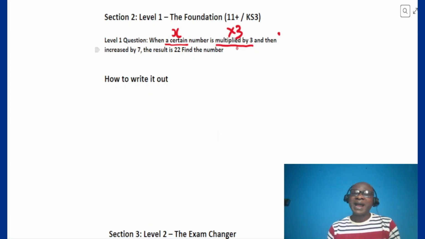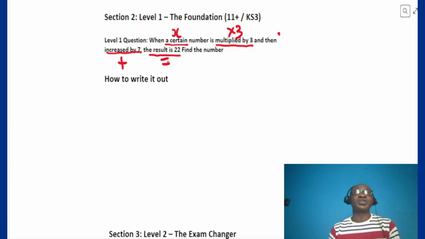Now, after you have multiplied that certain number by 3, they went ahead to say, and then, increased by 7. What does it mean? Plus, addition. We say that increased means addition. Now, the result is. Whenever you see the result, what we use is the equal sign. So we underline this place, they say the result is 22, and use the equal sign.